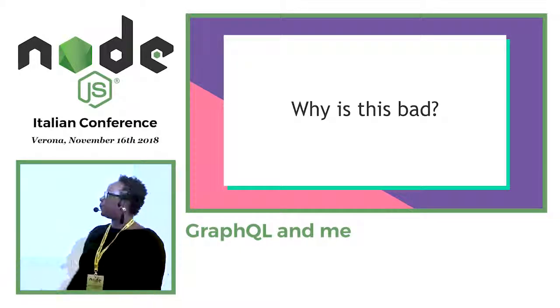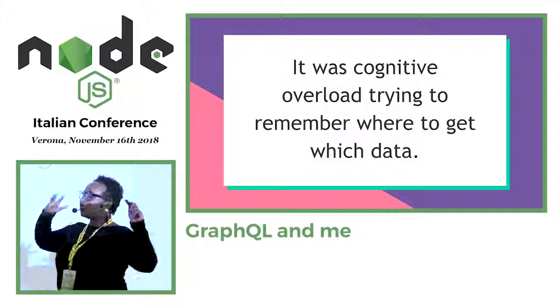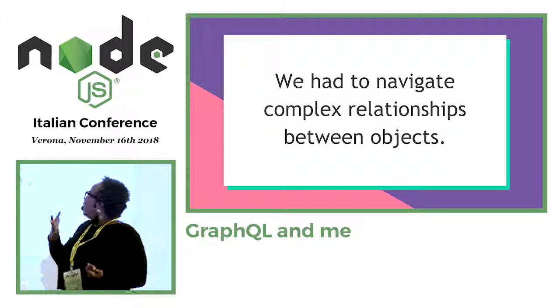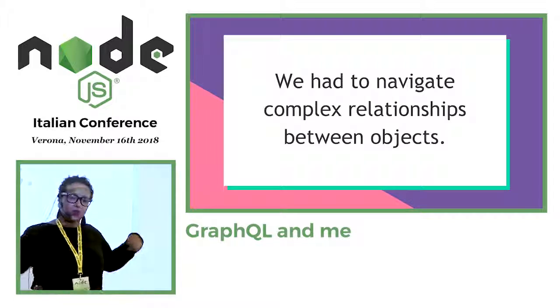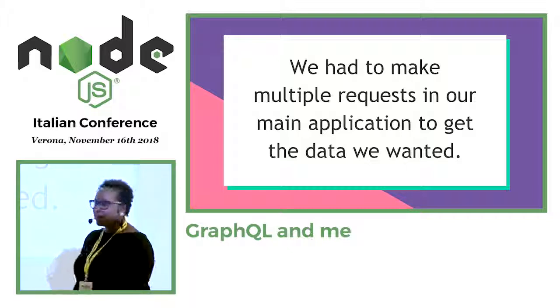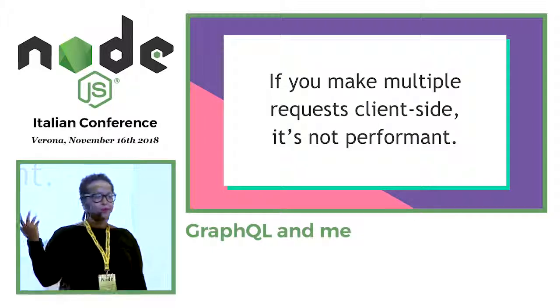So why is this bad? This is too much cognitive overload. You're trying to remember where each piece of data is coming from, and it's hard to navigate these complex relationships between these objects. We had to make multiple requests in our main application, and if you're doing client side, this is not going to be performant.